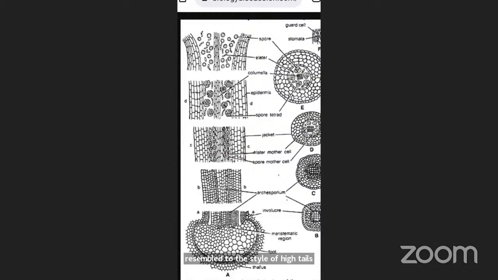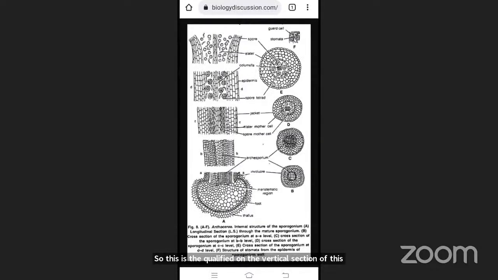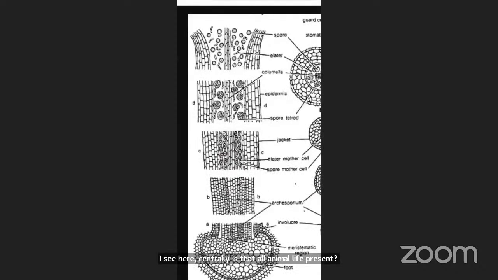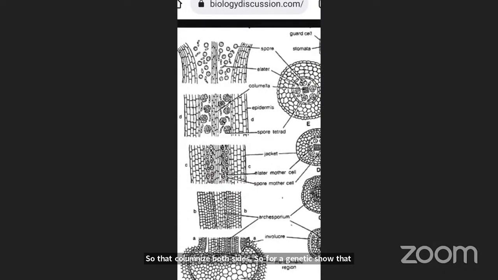So this is the haplontic life cycle and the diploid sporophyte life cycle. This is the vertical section of the sporophyte of Anthoceros. See here, centrally the columella is present, and on both sides of the columella the sporogenous tissue is there. The spore mother cells are sporogenous tissue, the archesporium.